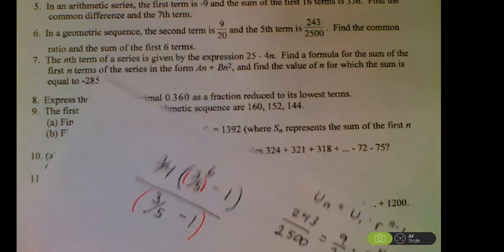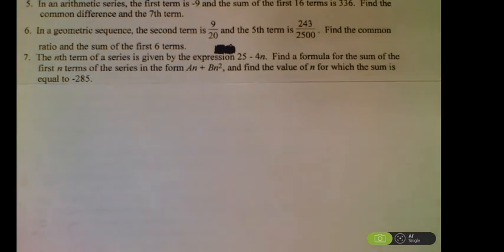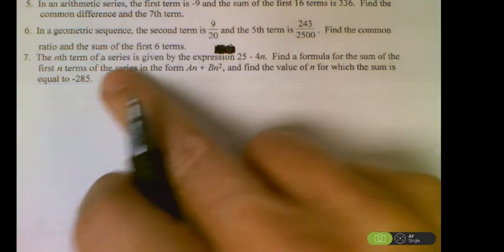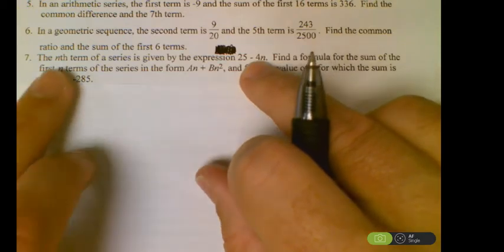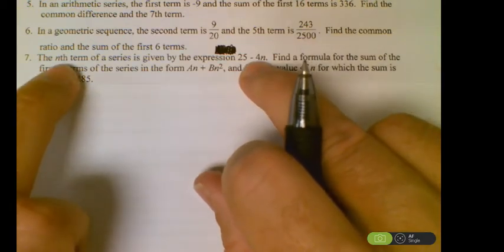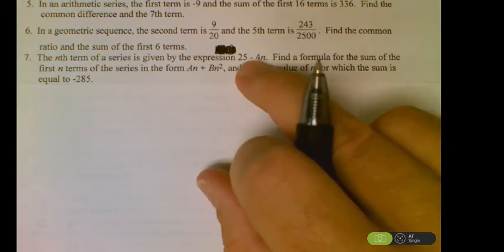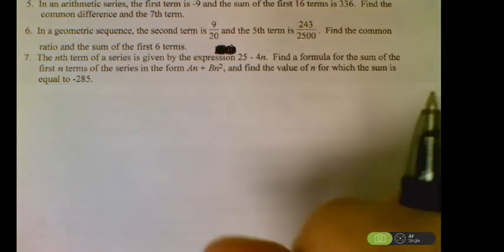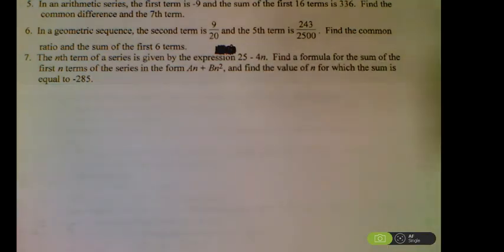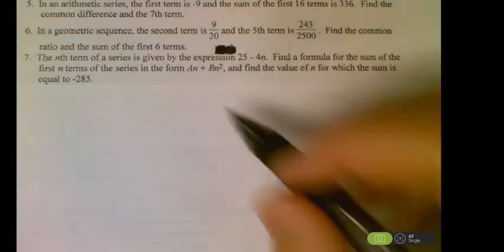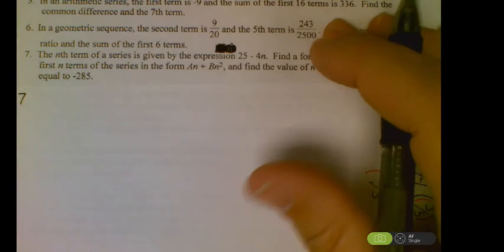All right, moving on to number 7. So for number 7, we got the nth term of a series. Now a series is a sum, but they're specifically telling us right here that this represents the nth term, not the sum. So in this case, this is just like a u of n type of an expression right there. So it just represents an nth term, not a sum. But we're going to get to that part here in a second for the sum. So first just want to figure out some of the terms in the sequence.